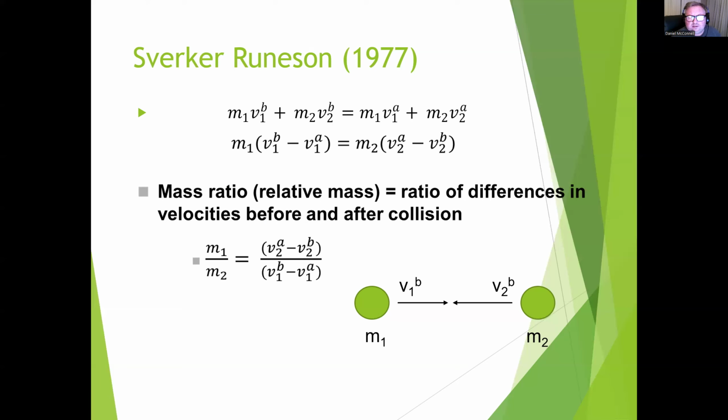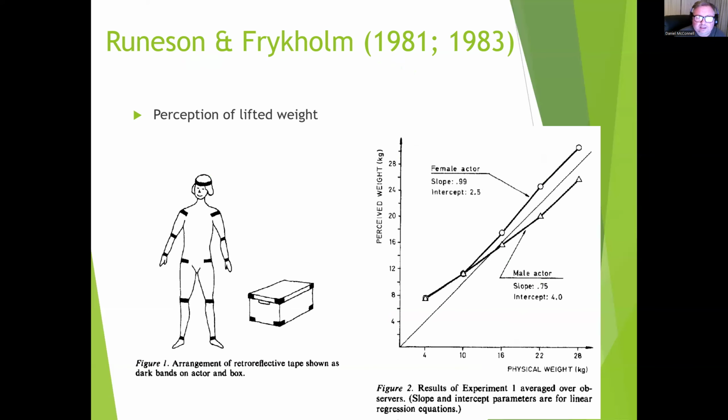So do people correctly do this? Do people correctly use this information? Well, what Runeson found in 1977 was yes. That's exactly what happens: if we create simulated collisions and manipulate the before and after velocities just so, people are going to judge the mass ratios of the objects just as you would mathematically predict them to do.